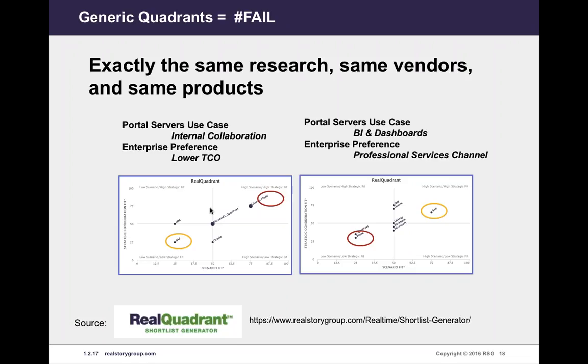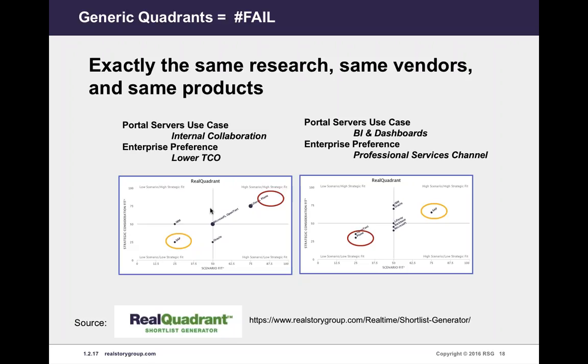So the example that you're seeing here is one use case where the emphasis was on internal collaboration and a lower cost of ownership. So you got one set of vendors here. Notice how Plone and SAP are at different ends of the spectrum. But another customer, if they're looking for a portal use case that's more for business intelligence and dashboards, and they want some external help, some professional services to help implement that, you see that the two vendors, Plone and SAP, have essentially swapped into different quadrants.